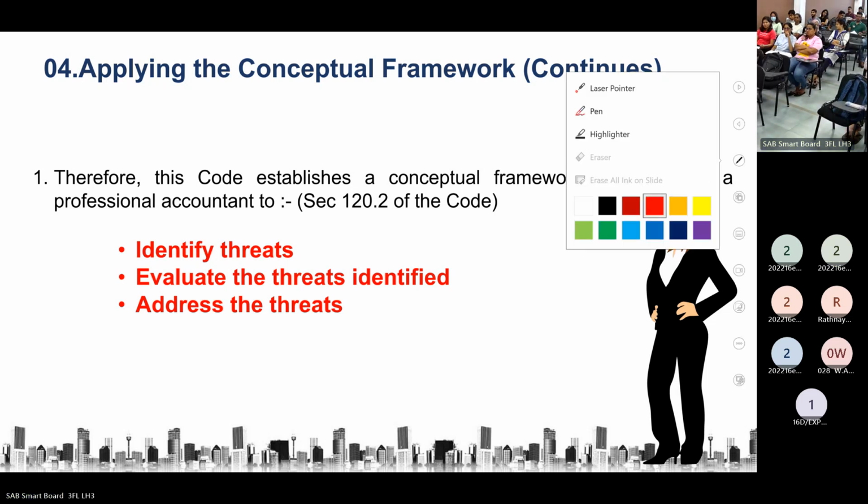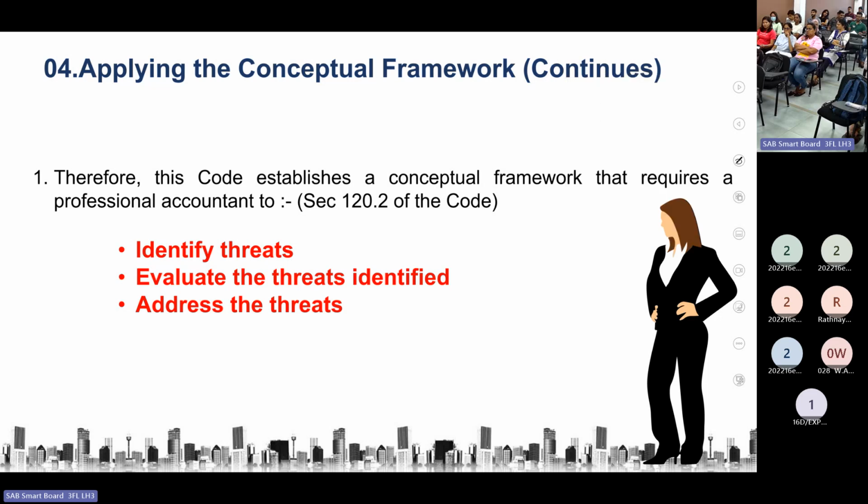Intimidation. Sorry for that. So as I mentioned before, you need to follow 4 steps when you're approaching a question. The first one is identifying the issue. The second one is you need to identify the ethical threats which are incorporated in this issue.